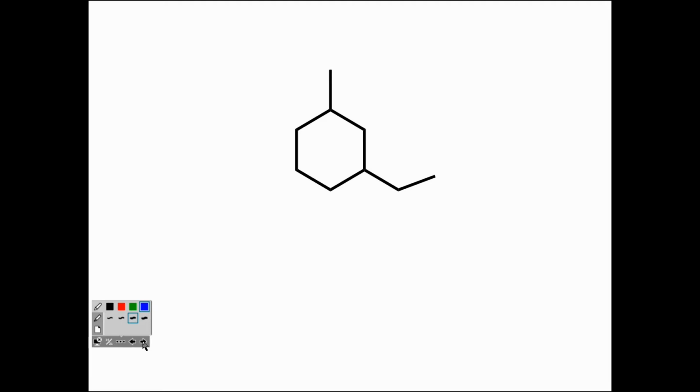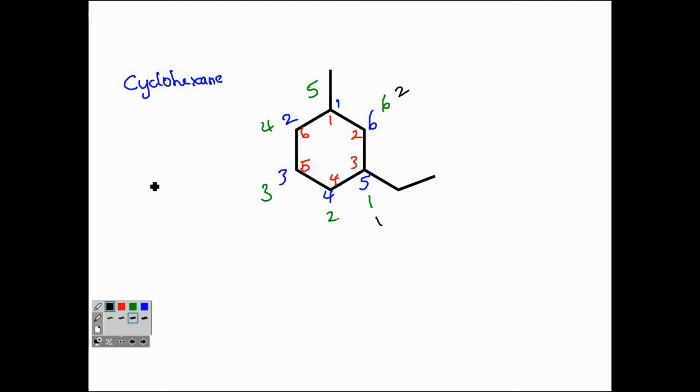Okay, next one. How do we name this cyclic ring? For one, we know it's a 6-membered ring, and there's no double bond in it, so it has to be cyclohexane. So let's find how to number this to get the right name. It's 1, 2, 3, 4, 5, and 6, or you take the red, 1, 2, 3, 4, 5, and 6, or you go with the green, starting from the ethyl, 1, 2, 3, 4, 5, and 6, or you go with the black, 1, counterclockwise, 2, 3, 4, 5, and 6.